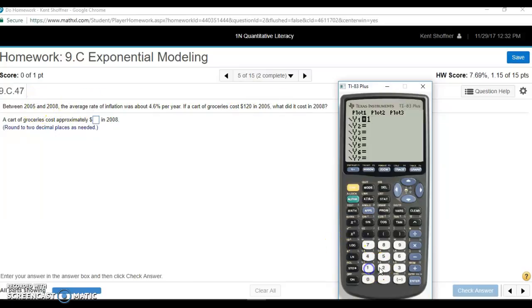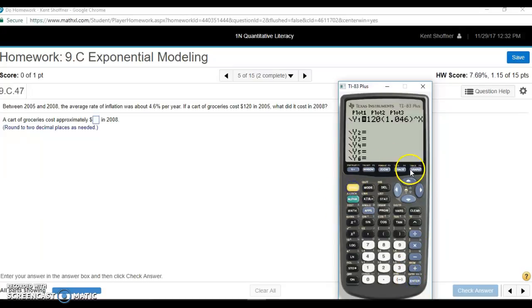So I'm going to type in 120 for 2005. I hit my parentheses. It's a growth, so this is 0.046. Move it 2 places to the left, so 0.046. I'm going to add 1 to that, so it'll be 1.046 parentheses raised to the t power. So I hit the caret button and I hit the x button. So there's my equation. And then I'm going to hit enter.